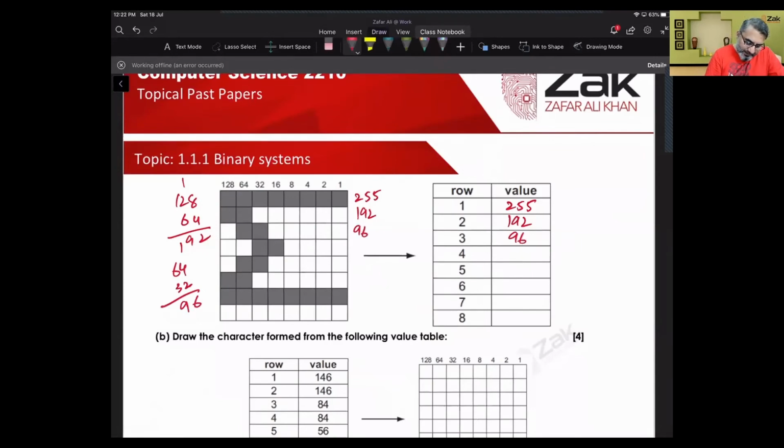This one over here is 32 plus 16, which means 48. We write 48 over here. This one is again 96. This one is again 192. So 96, 192. This one is again 255. So this is 255 and this is 0. All right, get the idea?